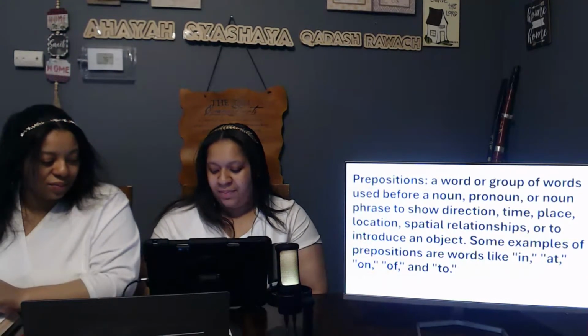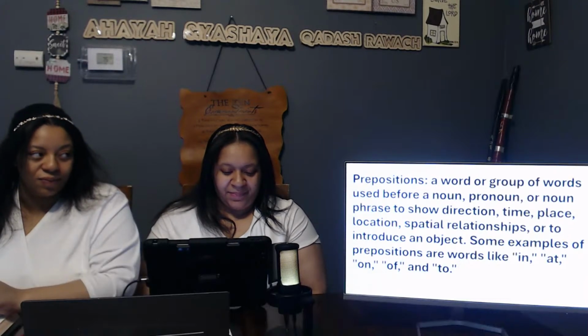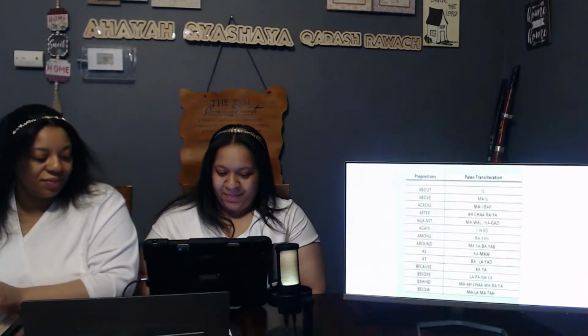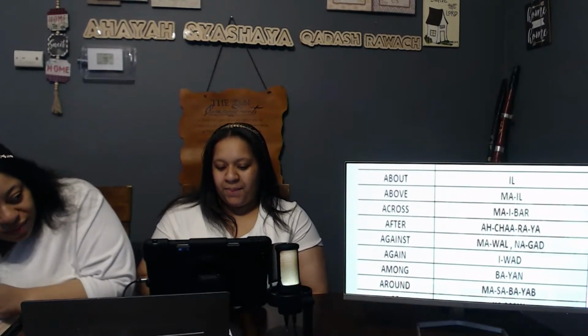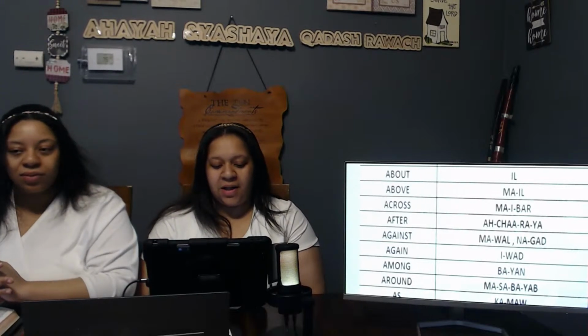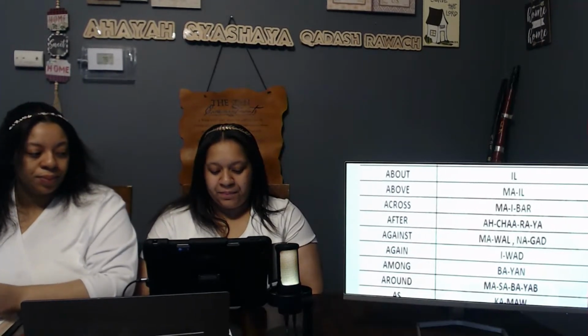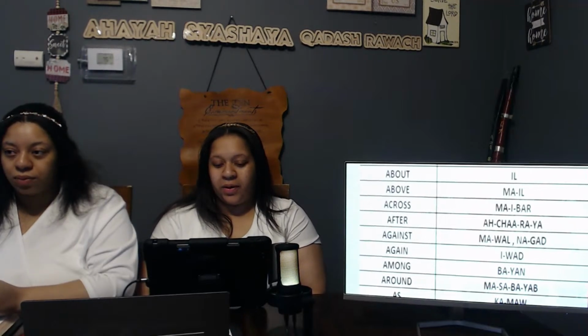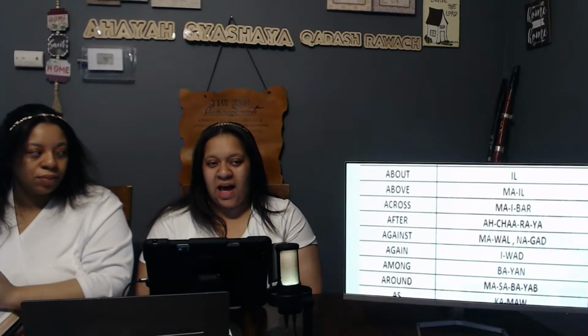So the prepositions is our biggest list. Be ready. I'm gonna make that a little bigger. So the first one is about. And these ones don't have the masculine and feminine with it. It's just a regular word. And to say about in Hebrew is al.